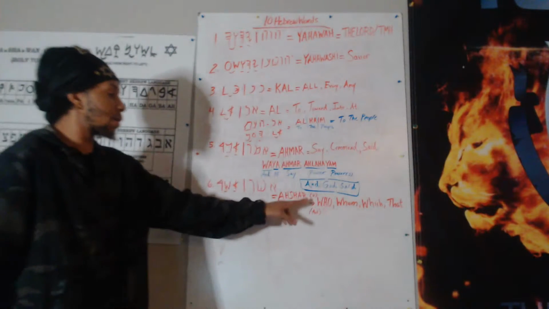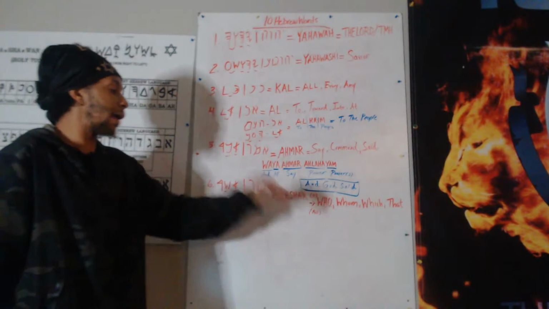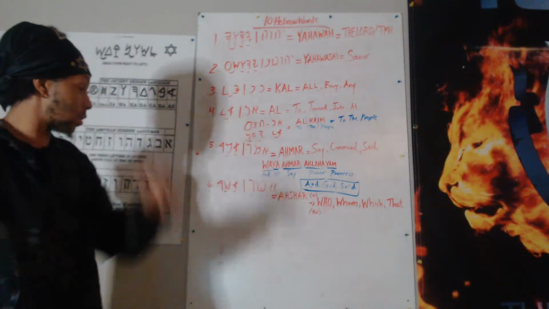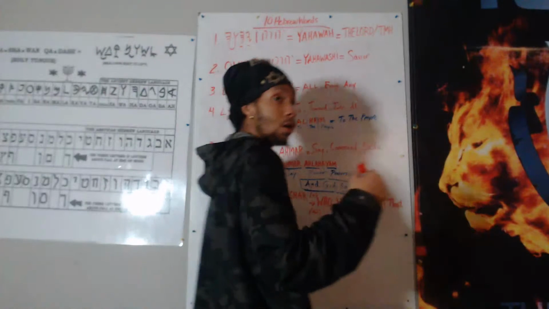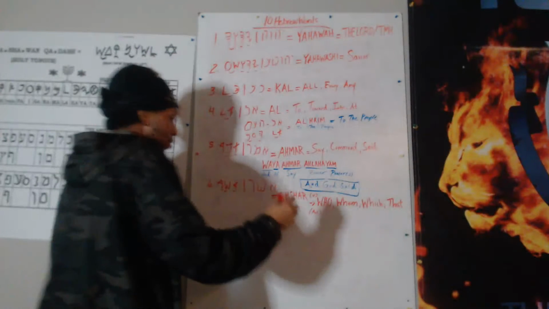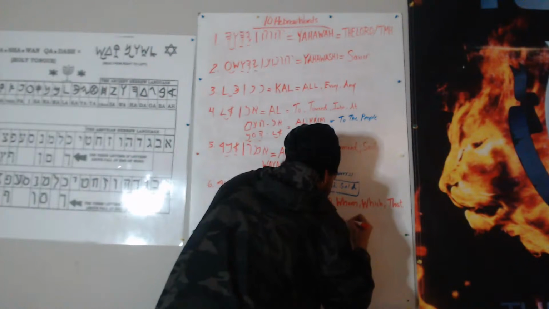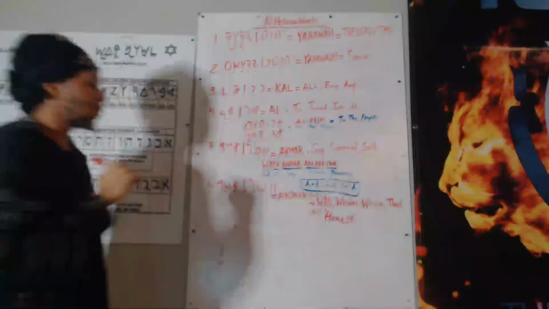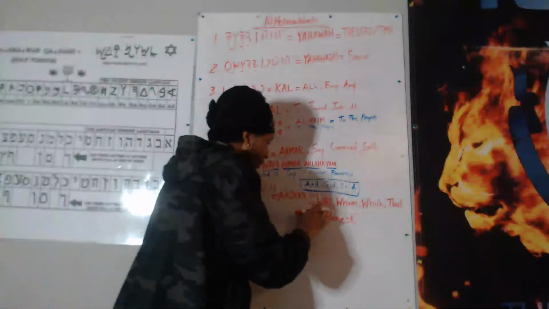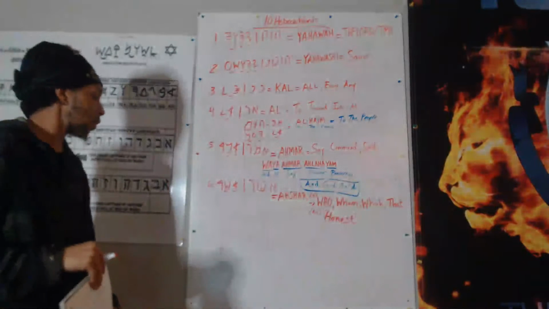So the V in parentheses is going to be a verb. The AD is going to be adjective in parentheses. And the adjective for the word ashar is going to be honest. All right. Okay. So that's what that's going to be. All right. Here we go. That's number 6.